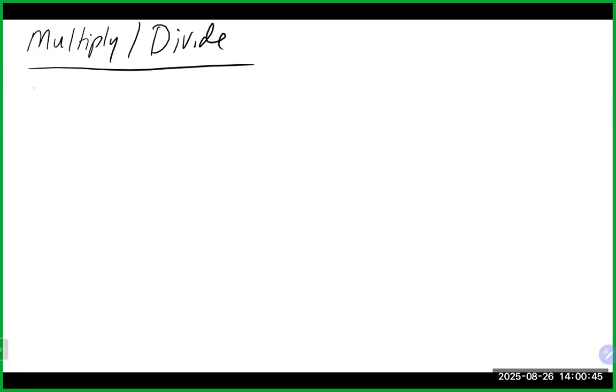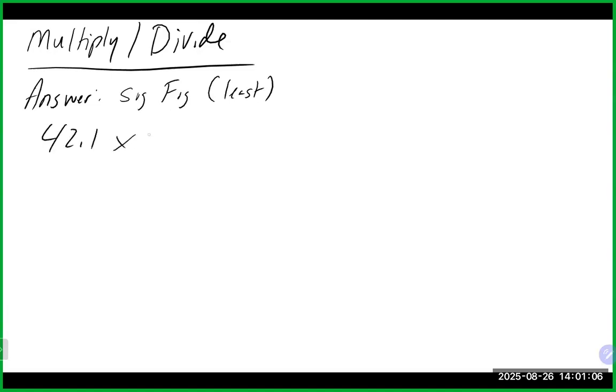Speaking of calculations, obviously you do want to give your answers to the proper number of digits. So let's talk about sig figs and calculations. If you multiply or divide, we are looking at significant figures, and it is the least number of significant figures. Whichever number has the least number of significant figures is how many your answer should have. So if you have 42.1 times 32, this has 3 significant figures and this one has 2, which means my answer should technically have 2 significant figures.